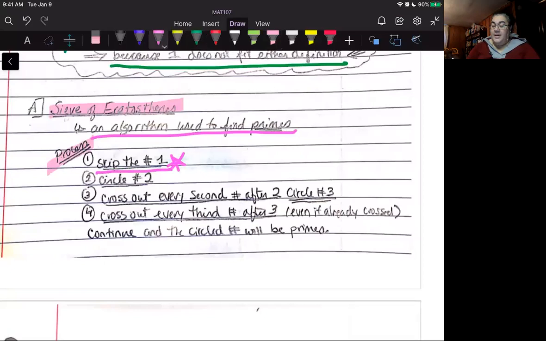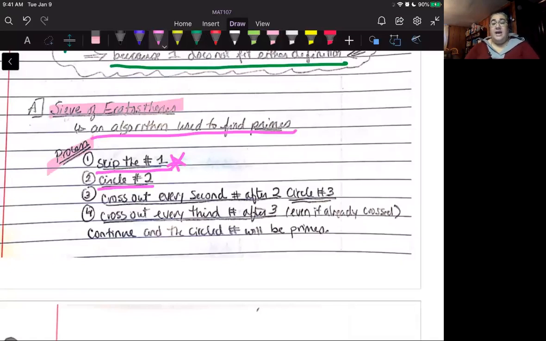Then you begin by circling the number 2 because that is the first prime number. After circling the number 2, you're going to cross out every second number until you get all the way to the end of the parameters that you've set. In the case of our example, we are going to look and see how many prime numbers we can find up to, I believe, the number 45. But you can basically keep going as much as you want. You can use the sieve of Eratosthenes to find the first 100 prime numbers or the first 50 prime numbers. It just depends on the parameter you want to set.